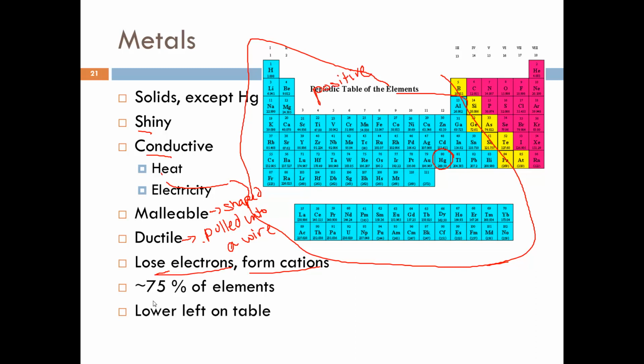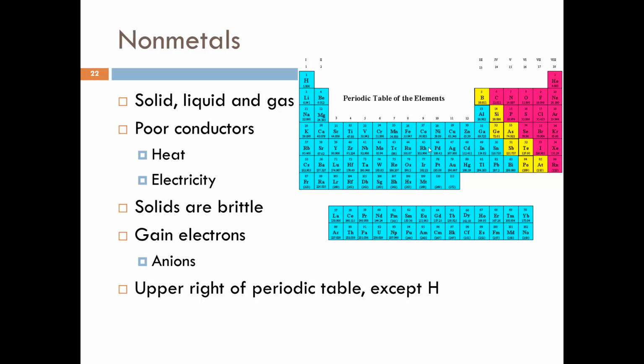Nonmetals, however, are the pink area up here. They're solids, liquids and gases, and they're poor conductors of heat and electricity, meaning that they're insulators. The solids are typically brittle, and they gain electrons, meaning that they become negative. And they're on the upper right hand side of the periodic table. The one exception is actually hydrogen. He actually belongs over here in the nonmetals as well. They just placed him in the other area because he reacts more like lithium and sodium. And then the metalloids are in the yellow.